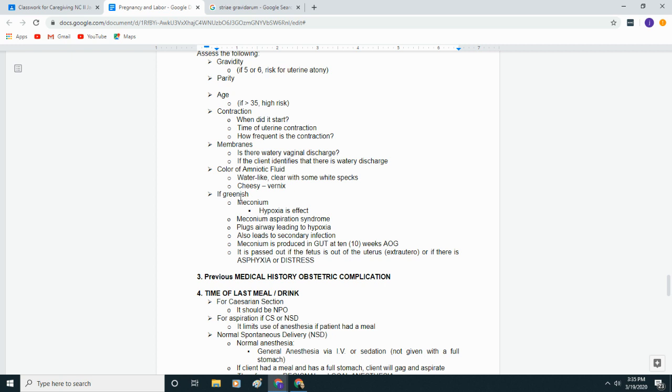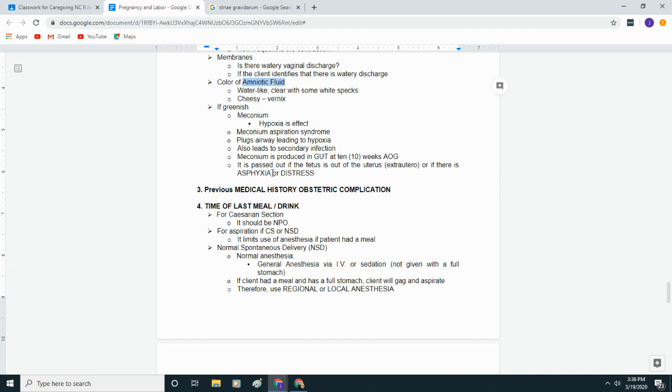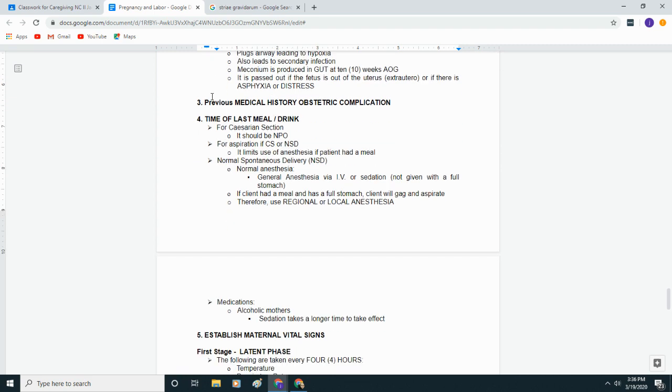If greenish, it's a meconium stain. So si baby nagpupo na sa loob ng tiyan. So hypoxia is effect. Okay? Magkakaroon na ng decreased oxygen dun sa baby. Okay? So, the baby will be distressed kapag nag-meconium stain na tayo, kulay green, yung kanyang amniotic fluid, kailangan na nating cesarean.